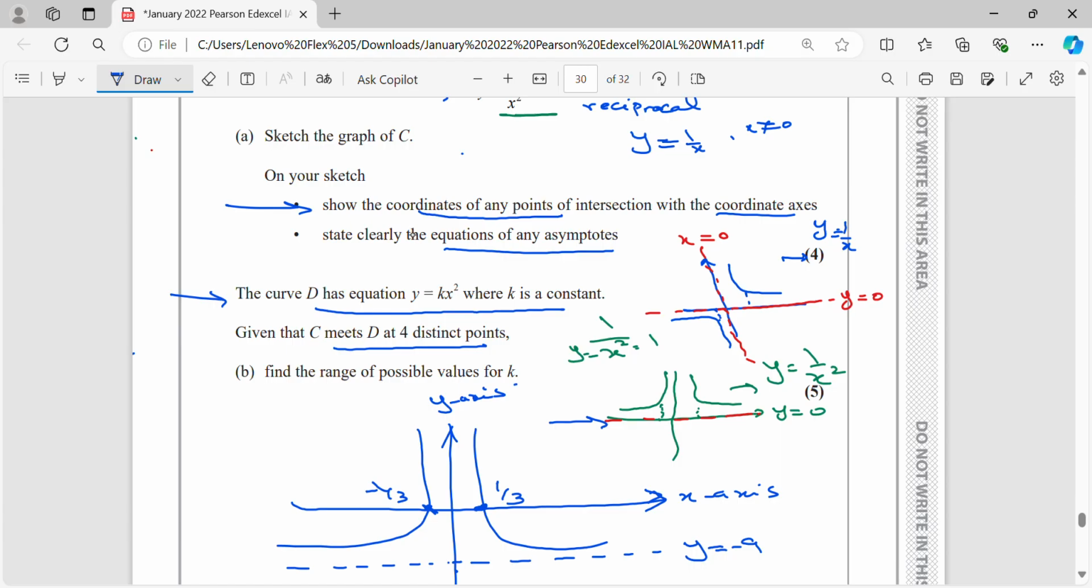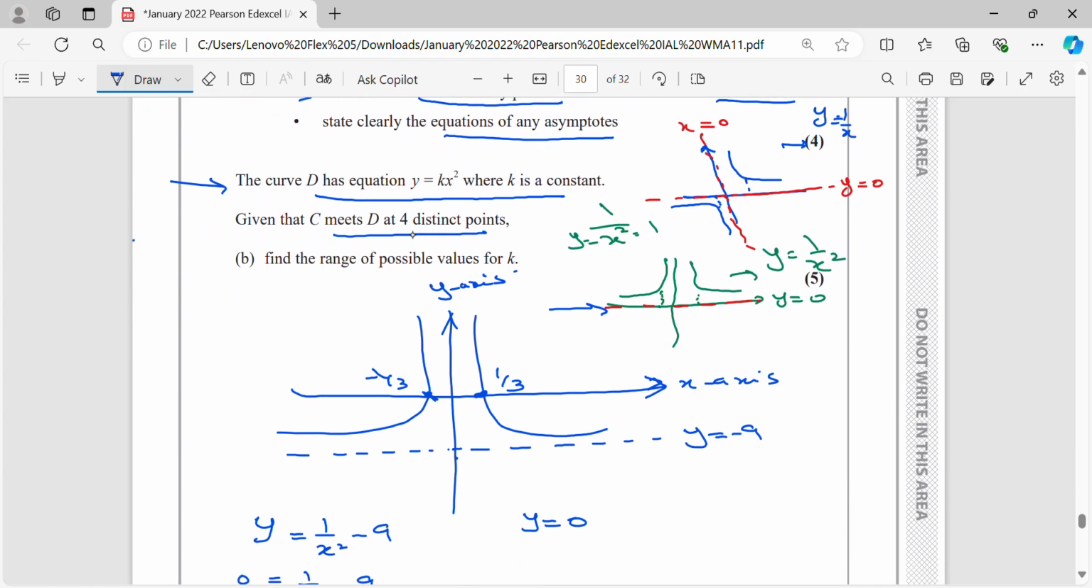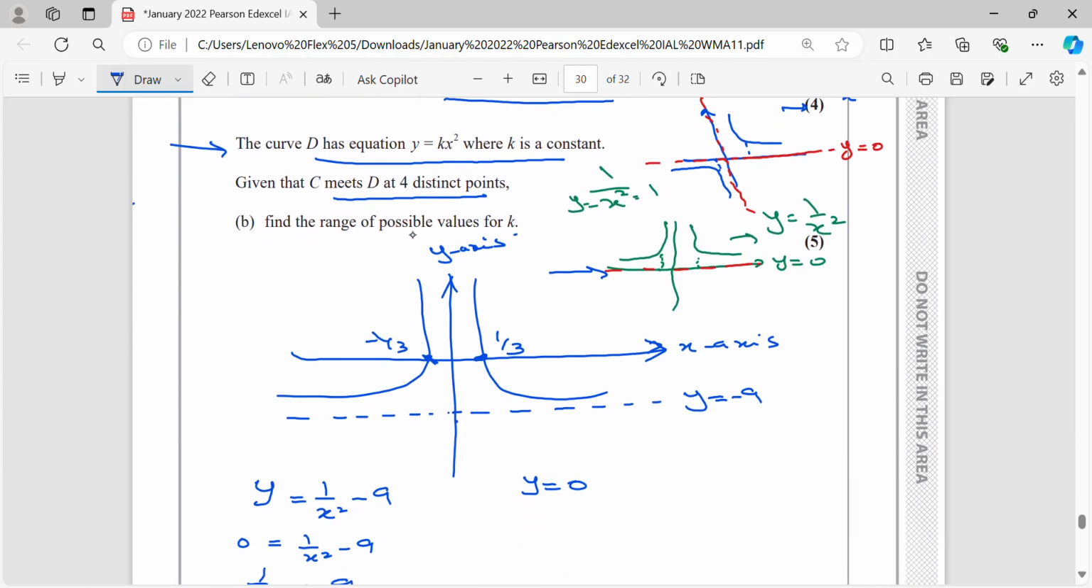Okay, the curve D has equation y equals kx squared. This is a quadratic equation. It's a parabola. So we have two cases here because it is x squared and k is any constant. It means that this passes through the origin. So if it passes through the origin, then we have two possibilities. We can say that k could be positive, and we can say that k is negative.